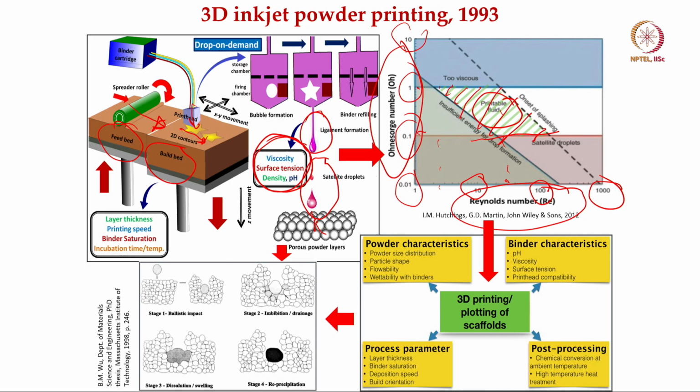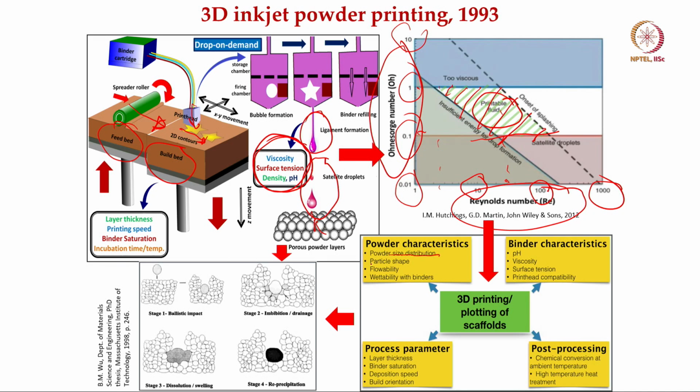This is the region where, if any binder has this kind of combination of Oh and Re, it is expected that the binder will give the best binder jet printing performance. What are the different variables which are important here? One is the powder characteristics, like powder size distribution and powder shape.